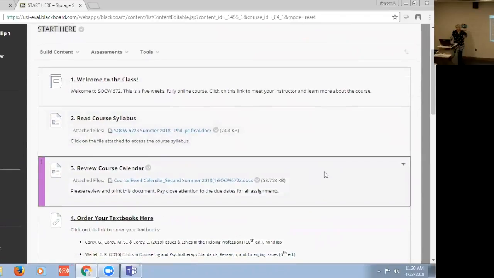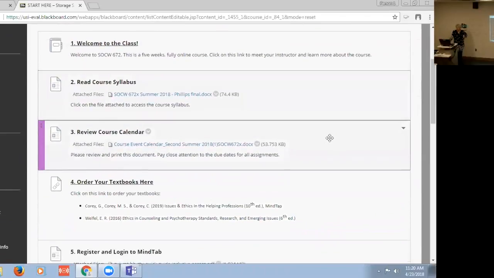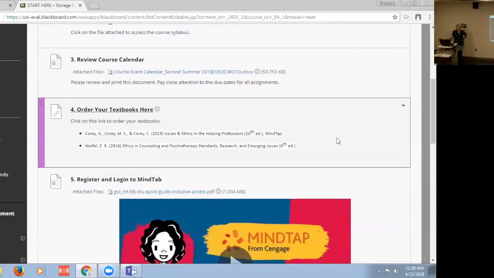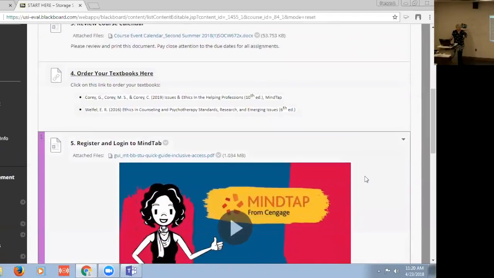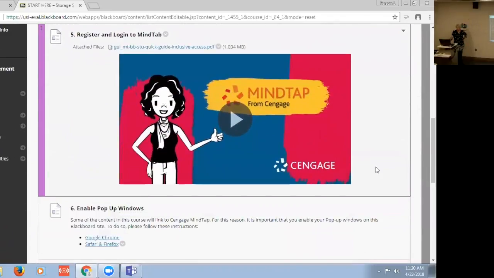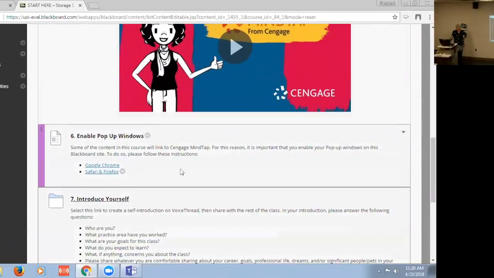And then again, we go through the syllabus, the course calendar, how to order your textbooks, and how to register and log into MindTap. Some of the problems we encountered were when you bring up MindTap, which is the book I'm using for this, you need to enable pop-up windows, or it does not work.